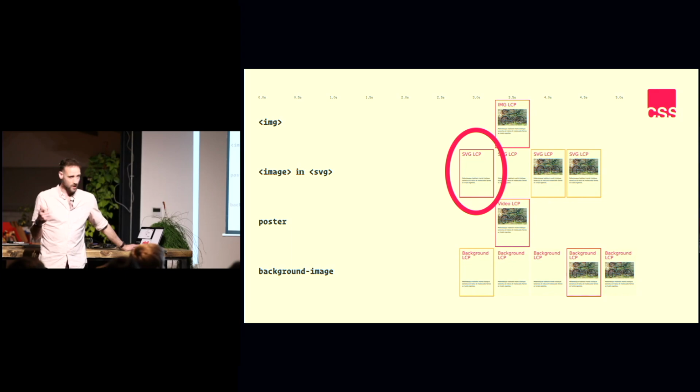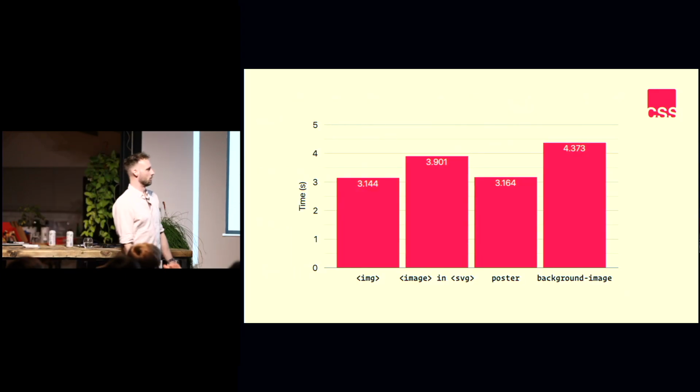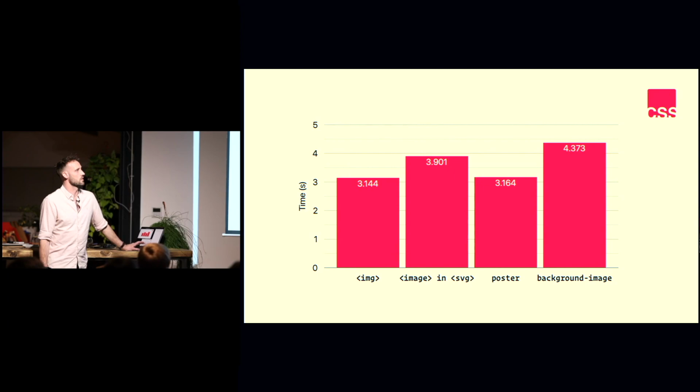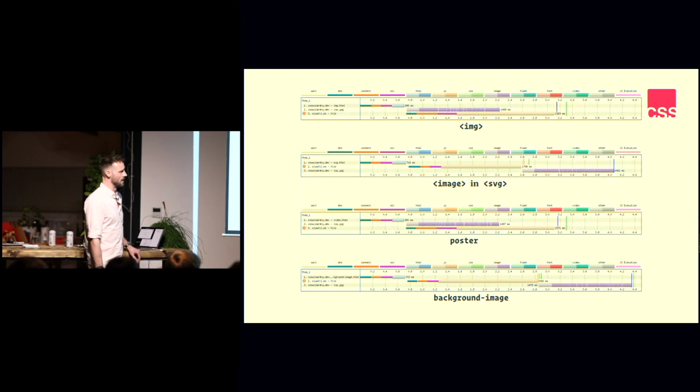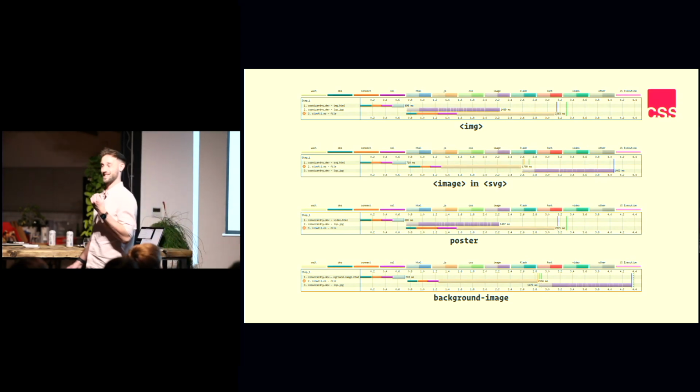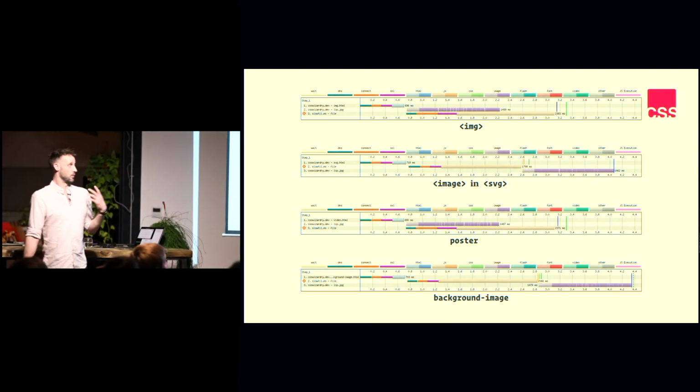When adjusted for what really happened, we found that the numbers were a little different. Image in SVG actually became the second slowest element. Now, there are interesting reasons for this, and you can visualize it better in a waterfall chart. If we look at the image at the top, what we'll see is that even though the image was defined second in the HTML, it was discovered first.